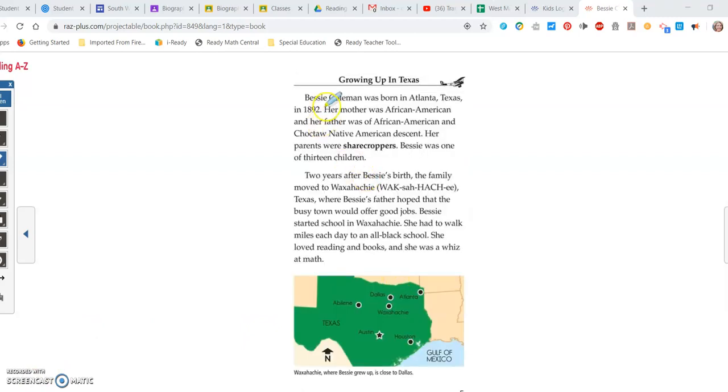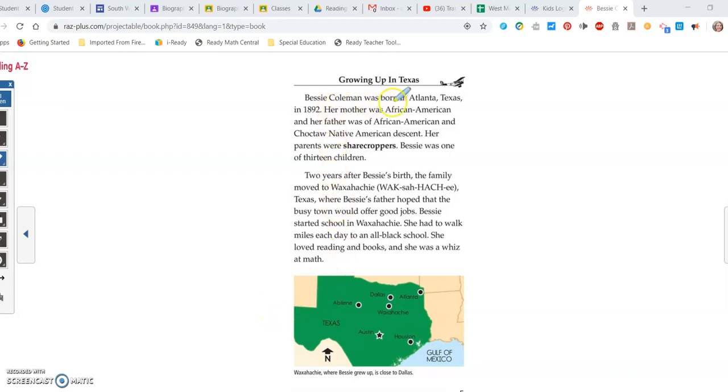On this page, you are going to see Growing Up in Texas. Here is a good heading to help us understand what we're going to be reading about with Bessie Coleman. There is also a map here to help us see the location. This is a great text feature that helps us visualize what we're reading.